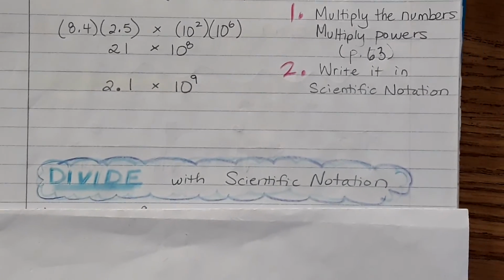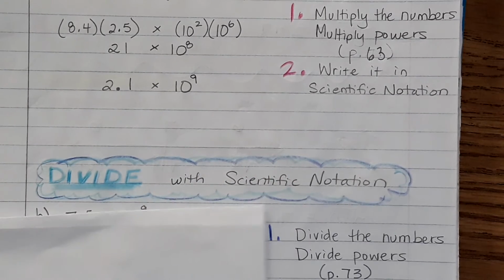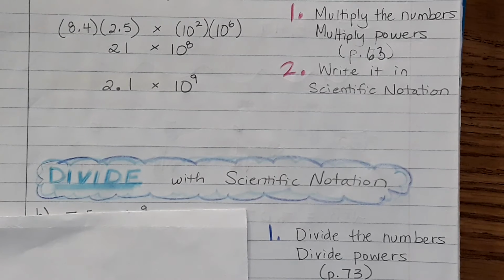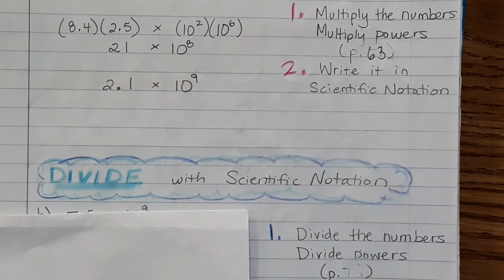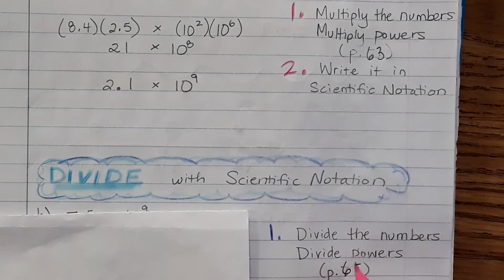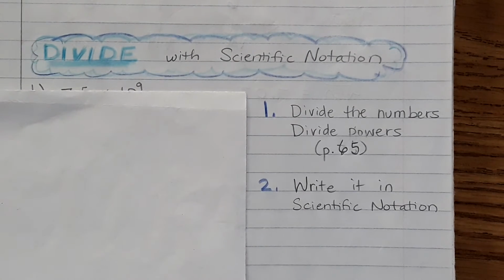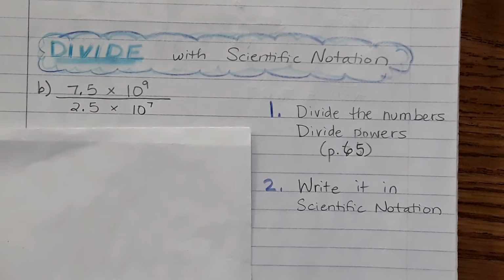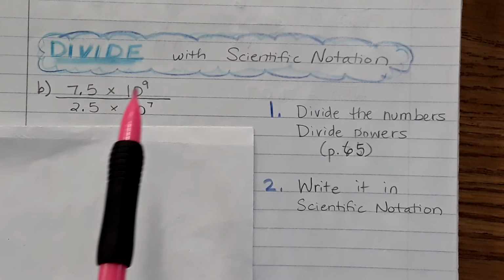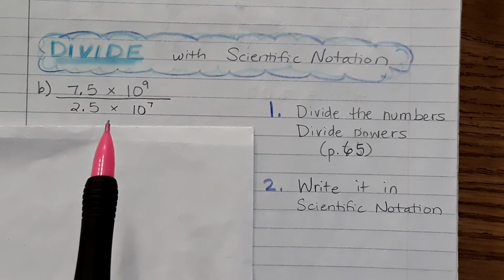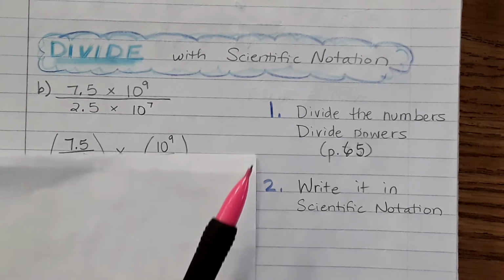Let's look at dividing scientific notation. So this is just like multiplying, and you're going to divide the numbers, divide the powers, and this is on page 65 in your notes, and then write it in scientific notation. So the process is the same. So here I have, with my fraction bar means divide, 7.5 times 10 to the 9th divided by 2.5 times 10 to the 7th. So divide the numbers, divide the powers.